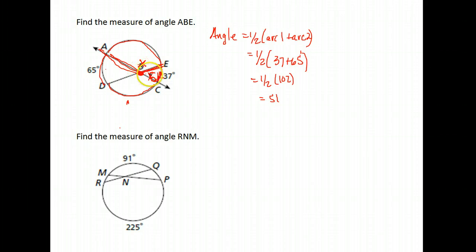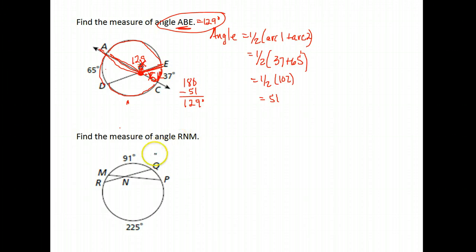Well, again, we have a linear pair. The angle I was looking for, the one they actually wanted, forms a straight line with this 51-degree angle. Together, those would have to be 180. So to find my angle, I'm going to take 180 minus 51 to find out how many degrees are left on that line for my angle. And when I do, I get 129 degrees. So the angle I was looking for, angle ABE, is 129 degrees.